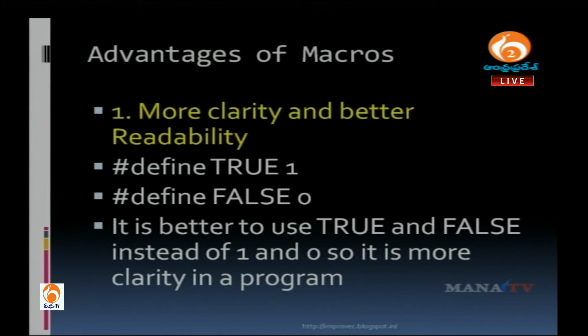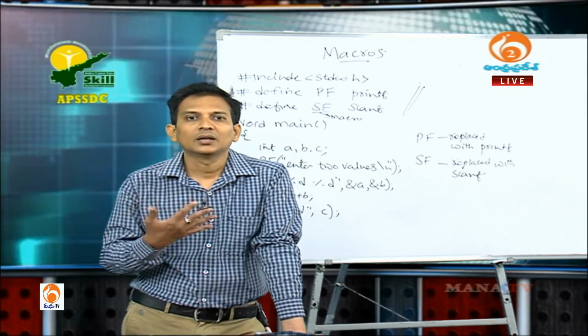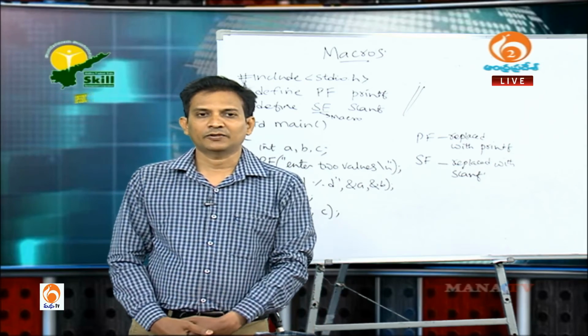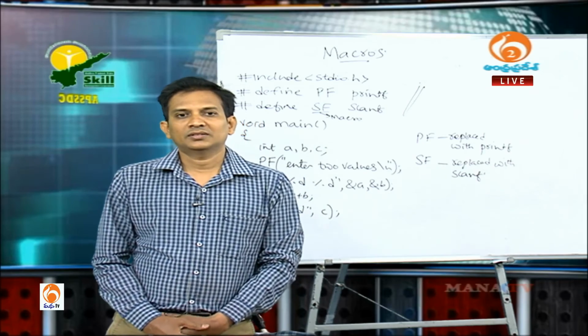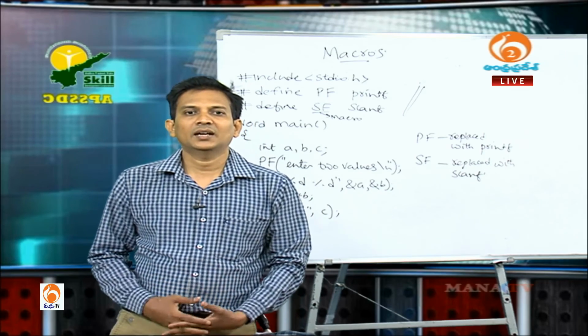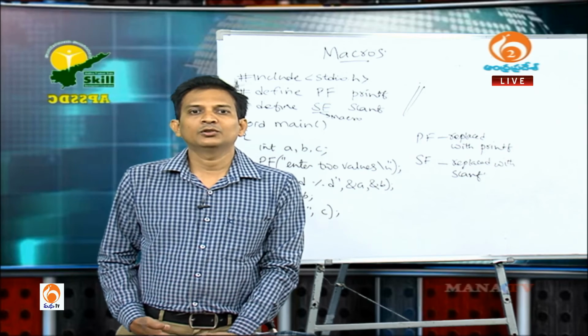It is better to use true and false instead of writing 1 and 0. So it gives more clarity in the program. True means everyone can understand with clarity, false means everyone can understand with clarity. If I write 1 and 0, it leads to confusion. 1 means what and 0 means what? Only technical people, only the programmer, can understand that. So wherever complications are there, for more clarity we use macros.